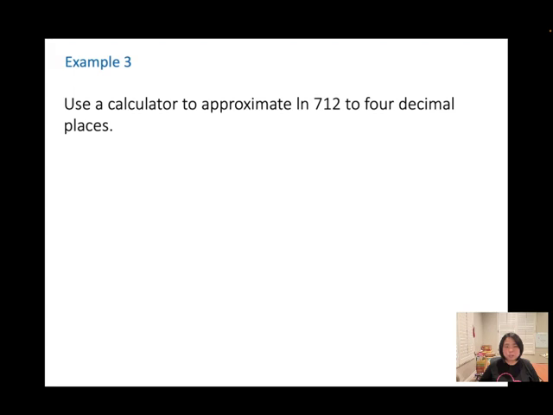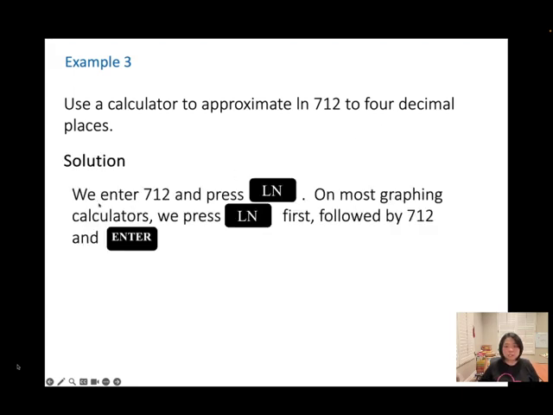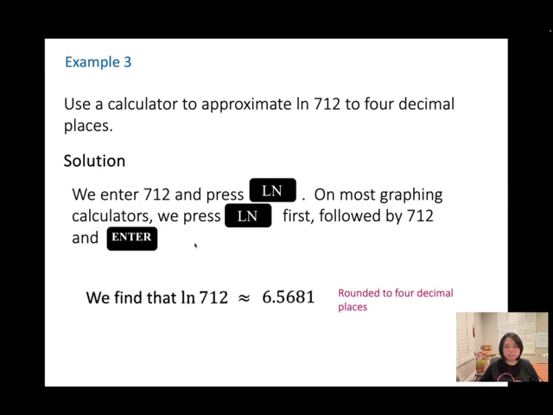Now, I want you guys to try to use your calculator to approximate natural log of 712 to 4 decimal places. For my calculator, I enter 712 and then press ln. On most graphing calculators, we press ln first, followed by 712 and enter. It depends on what kind of calculator you're using. You should get 6.5681.